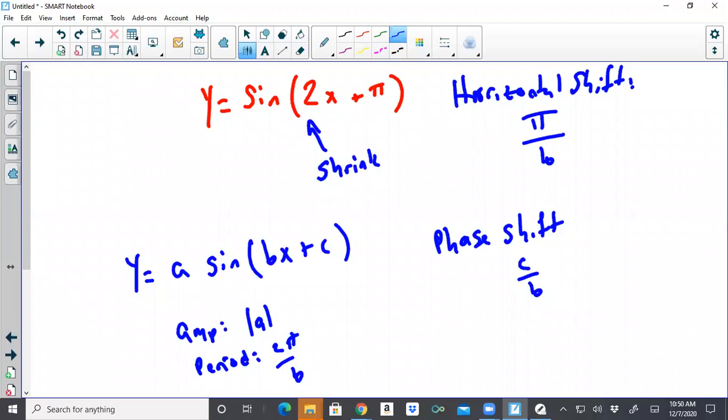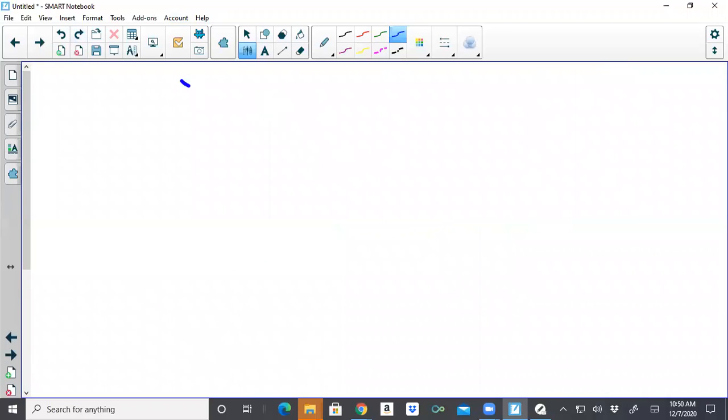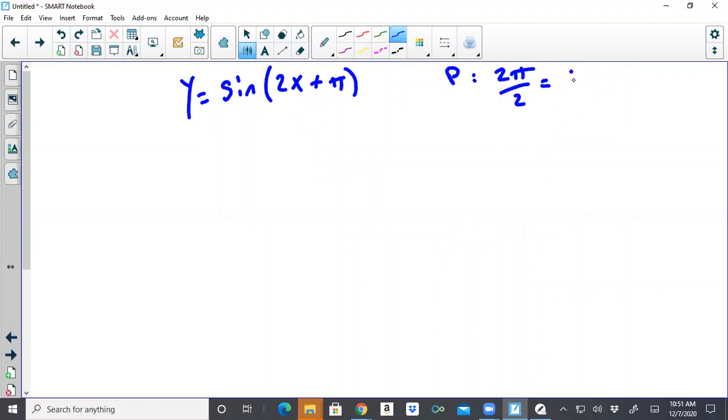So let's look at sine of 2x plus pi. If I take y equals sine of 2x plus pi, my new period for this is going to be 2 pi over 2, which is just pi. My phase shift is going to be pi over 2, because that's where this 2 comes from. So it's going to shift left pi over 2 because it's a plus sign.